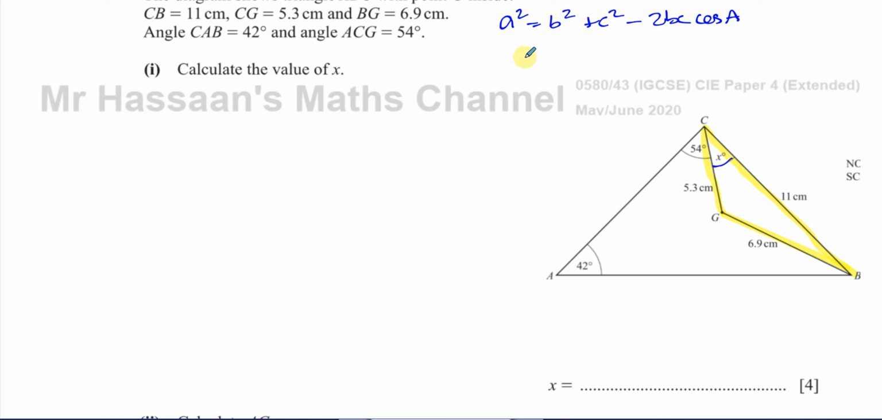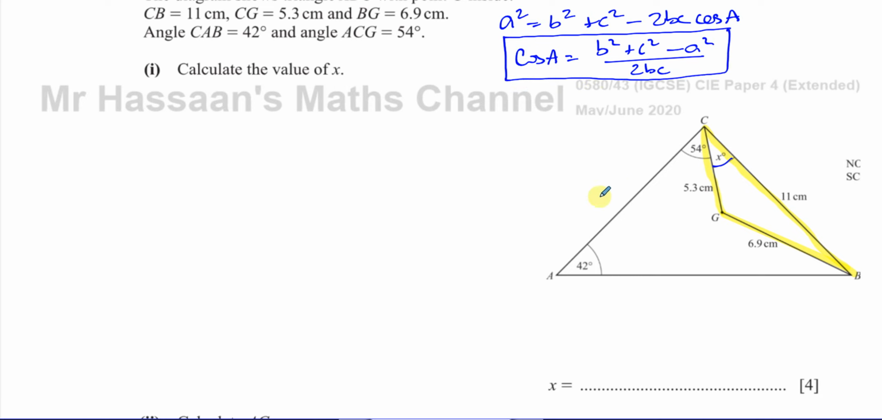To use this to find an angle, it's basically the same formula, but rearranged. You get cosine A equals B squared plus C squared minus A squared, over 2BC. You've made cosine A the subject of the formula: you added this to both sides, subtracted A squared, then divided by 2BC. If you memorize the formula like this when you're trying to find an angle, it makes life very easy. But you have to understand how to apply it.